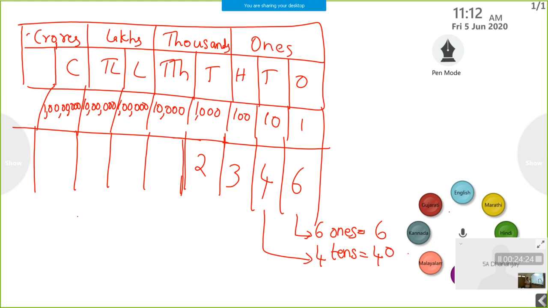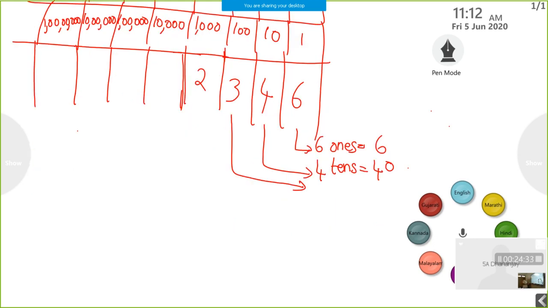Now coming to the third digit, it is 3 in the hundreds place. 3 belongs to the hundreds place. The hundreds place has the value 100, but our digit 3 is in this hundreds place, so the place value of 3 in this number is 300s. If the place value is asked, you can write 300, or you can write 3 into 100, which is 300.